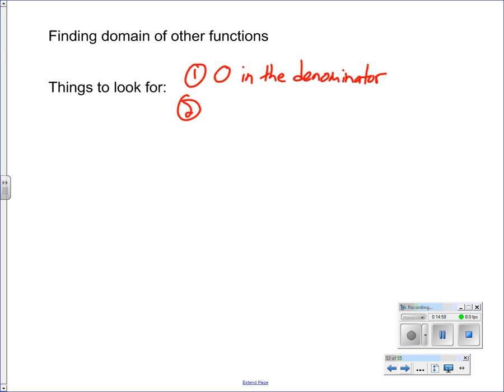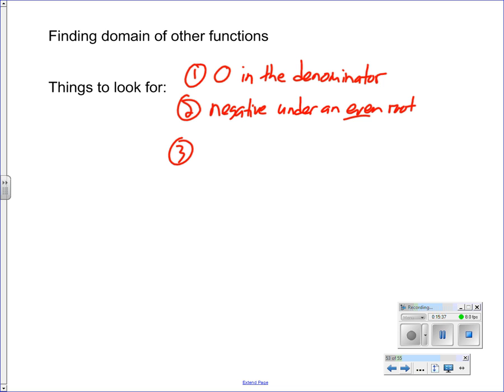Another thing is if we have a radical function, we look for a negative under an even root. There's no even roots of negative numbers. We can't have the square root of a negative number, because no number multiplied by itself will give you a negative number. So that's another thing to look for, any even root. So square root or fourth root or sixth root, any even root with a negative under there, you'd have to eliminate those values from the domain. That would make that argument negative.